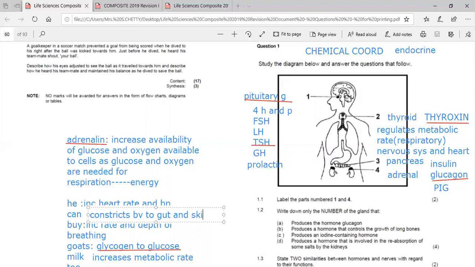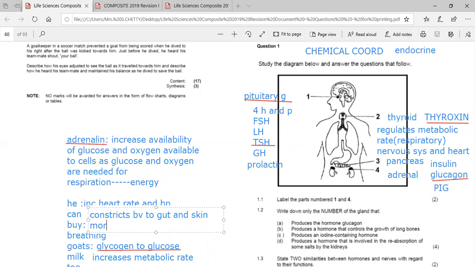So if it constricts it to your gut and your skin, that means less blood is going to your gut and your skin. That is why many people, when they are frightened, look very pale, because there's less blood going to your gut and your skin. So what's happening to this blood if less blood is going there? Where will more blood go to?